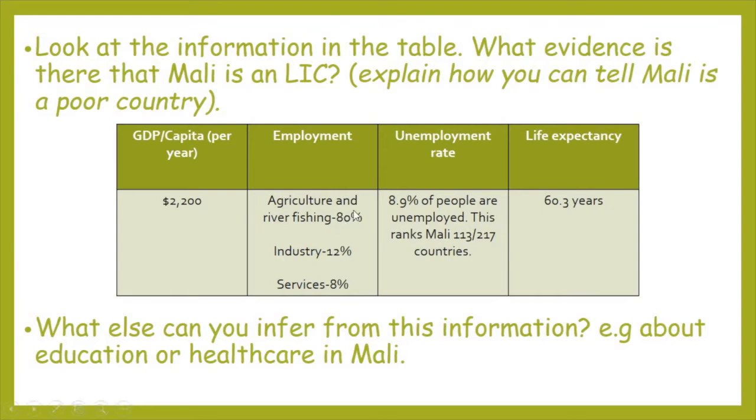Or you could say the majority of the population are employed in primary industry, which tells me they don't have other skills and training, which tells me that they're not educated, therefore it tells me it's an LIC. Or they don't earn much money, which means they don't have a good job, therefore they probably didn't go to school, which tells me it's an LIC. Okay, so you'd have to infer from data like this. It could be the other way around.